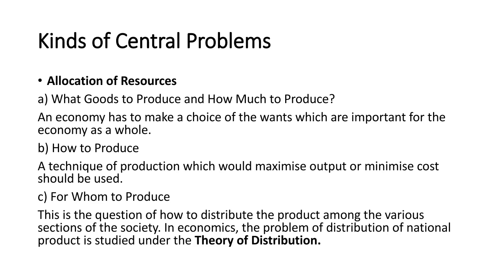Thus, an economy has to decide what goods it would produce on the basis of availability of technology, cost of production, cost of supplying and demand for the commodity. The problem of how much to produce is the problem of determining the quantity of each good to be produced. In economics, the problem of what to produce is studied under price theory.